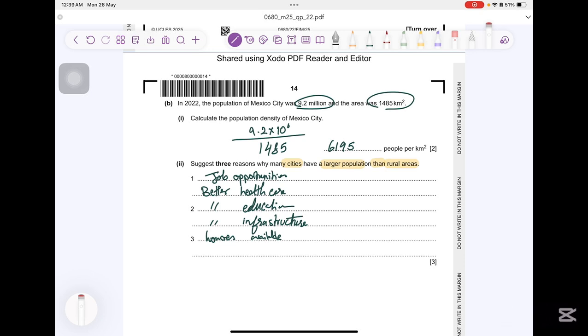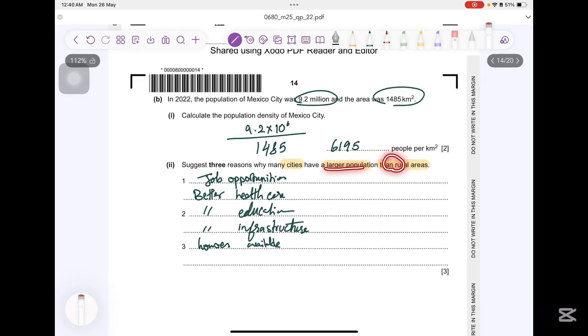If they didn't give you the population, okay, they didn't tell you the population, you're going to figure it out from the second page I told you about. I told you that important page, okay? 9.2 multiplied by 10 to the power of 6. Why did I do this? Because I wanted to write million as million. It's going to be like this. Okay? Divided by 1,485, and that's going to be 6,195.